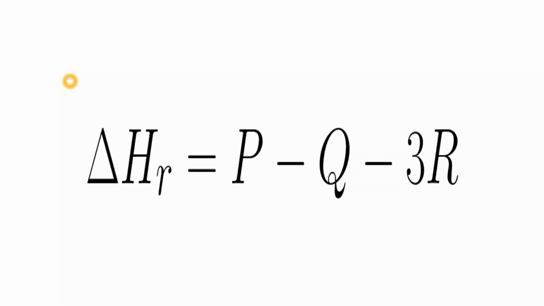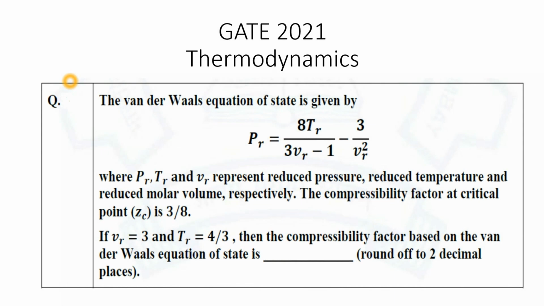So our next question is from GATE 2021 Thermodynamics. The van der Waals equation of state is given by PR is equal to 8TR upon 3VR minus 1 minus 3 upon VR square, where PR, TR and VR represent reduced pressure, reduced temperature and reduced molar volume respectively. The compressibility factor at the critical point ZC is 3 by 8. If VR is equal to 3 and TR is equal to 4 by 3, then the compressibility factor based on the van der Waals equation of state is.